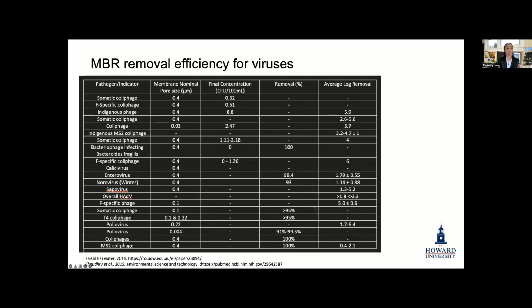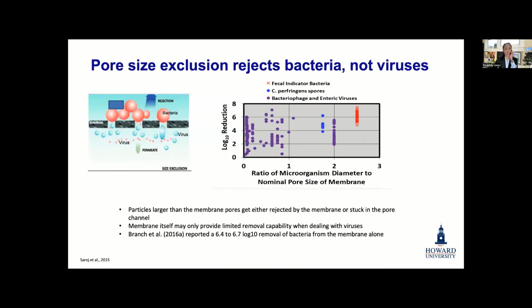And so the removal efficiency for viruses is considerably less than it is for bacteria, mainly because viruses are smaller and are able to go through the membrane pores. And so we wanted to really focus on that to see if we could increase the removal for viruses.